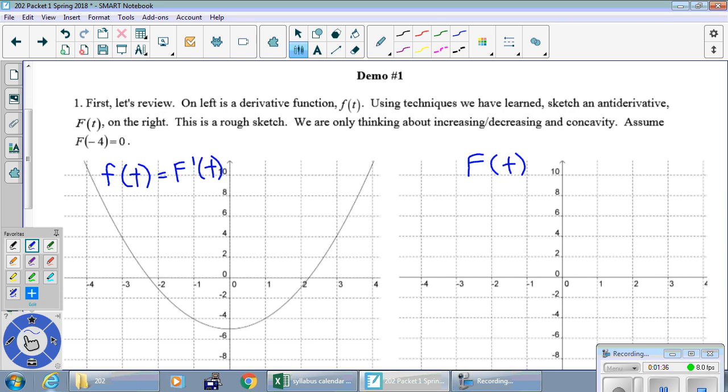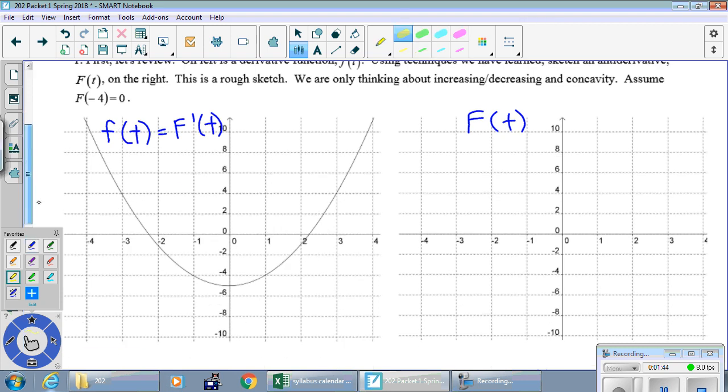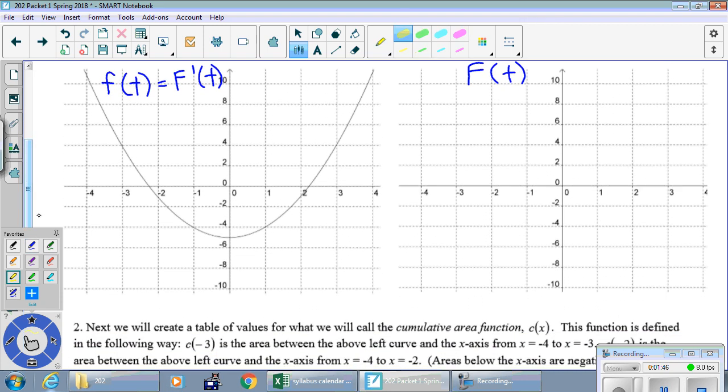On the right is going to be the original capital F function. On the left, already graphed for us, is its derivative. So let's start by thinking about where capital F prime is positive and where it's negative. So from here to here, capital F prime is positive. Capital F prime is positive. And if capital F prime is positive, that means that capital F is an increasing function.